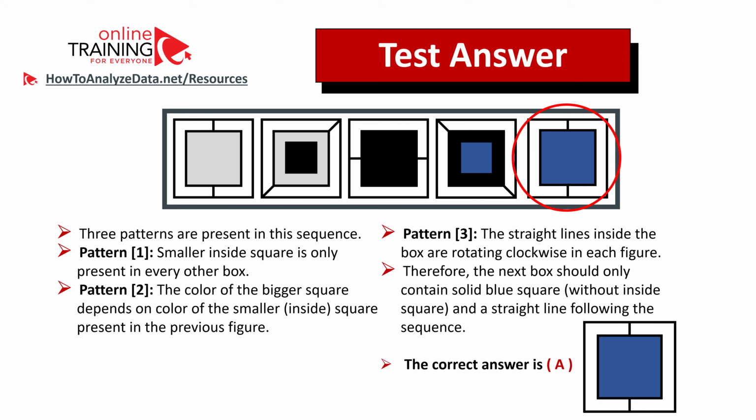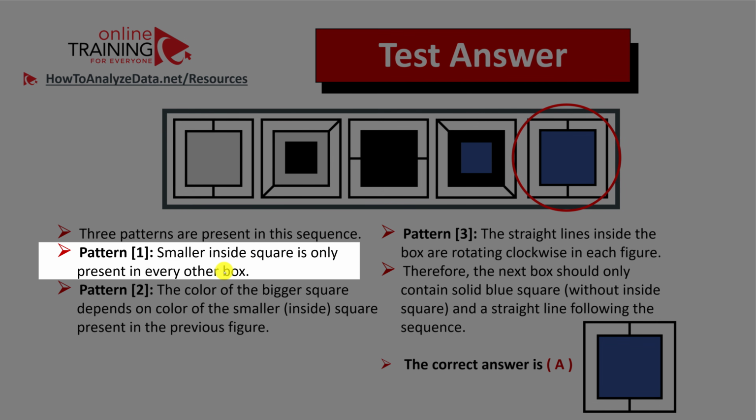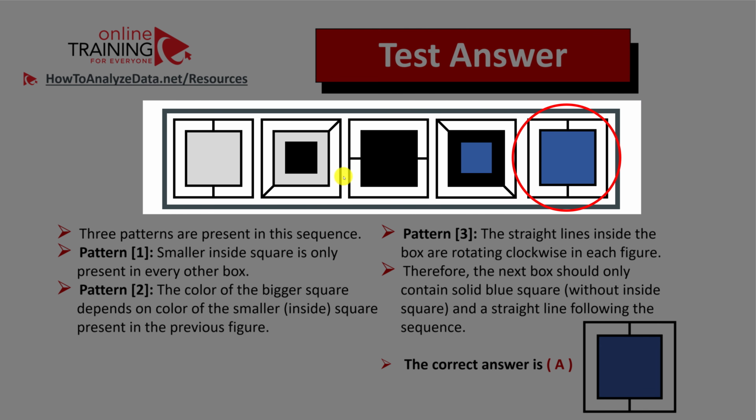There are 3 patterns present here in this particular question. Pattern number 1 is that smaller inside square is only present in every other box. So if you look at the squares 1, 3, and 5, they do not have the smaller inside box, and squares 2 and 4 do have it.